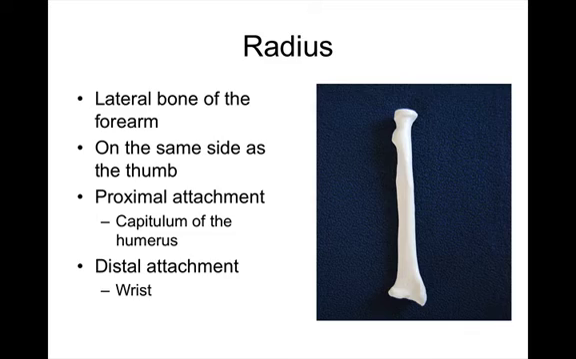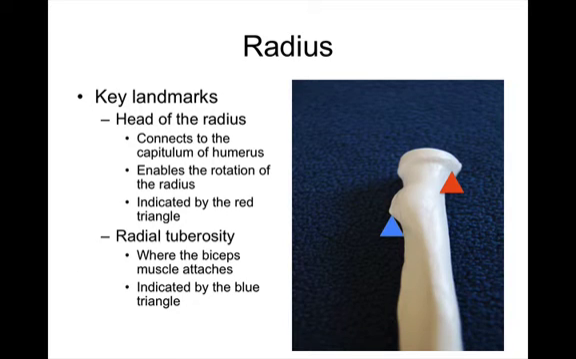So then we have the radius. The radius is the lateral bone of the forearm, and so it's on the same side as the thumb. So proximally, it anchors or attaches or articulates with the capitulum of the humerus, and then the distal attachment is the wrist at the carpal bones, which are the most proximal bones of the wrist and the hand. There's the radius again, close-up view here.